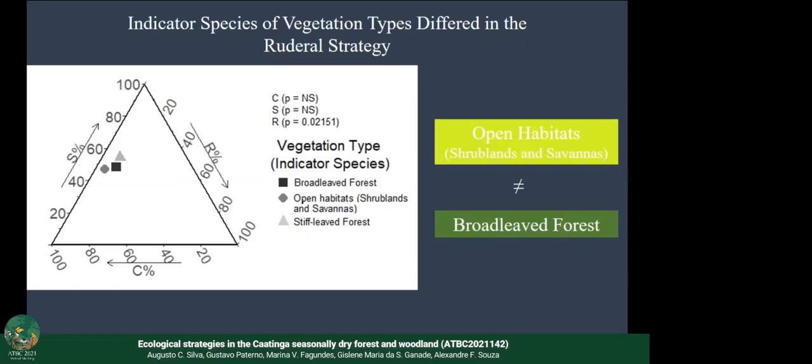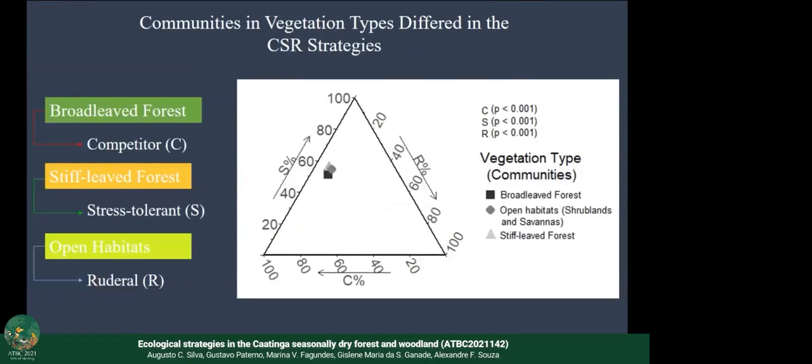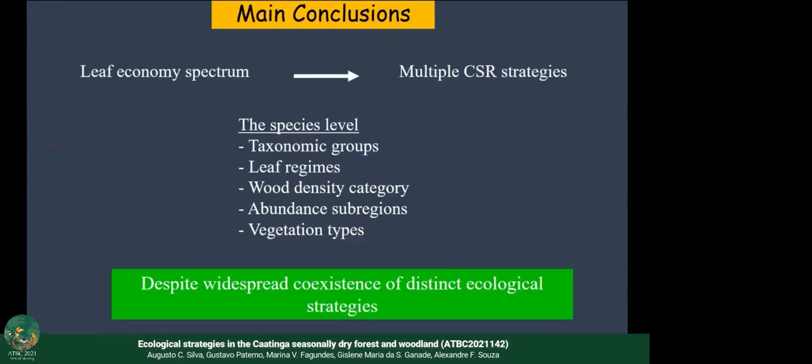Indicator species of the vegetation types differed in the ruderal species. Indicator species of the broadleaf forest differ from those of open habitats in ruderal strategies. Vegetation types at the community level differ between the three strategies. Broadleaf forest has the most competitive communities. Seasonal forest had the most stress tolerant communities. Open habitats had the most ruderal communities.